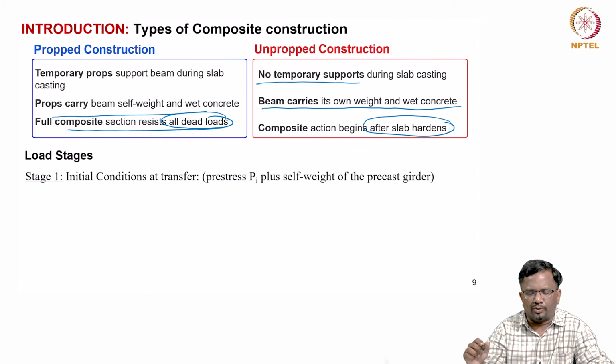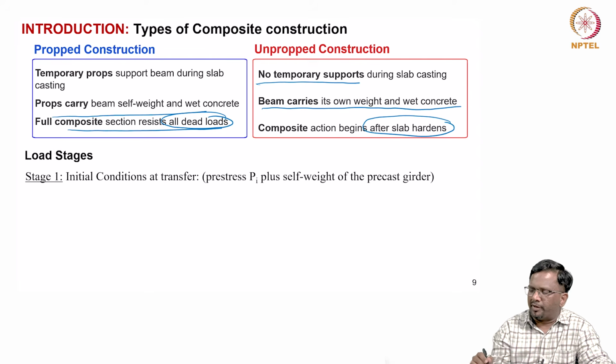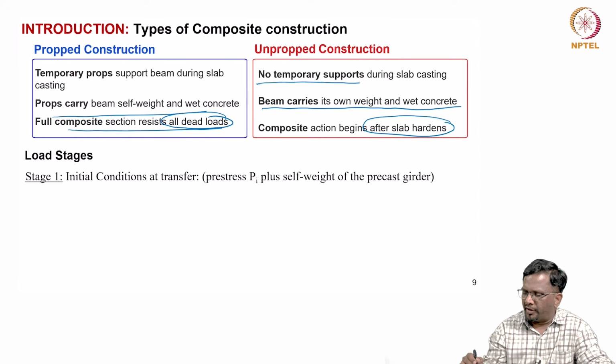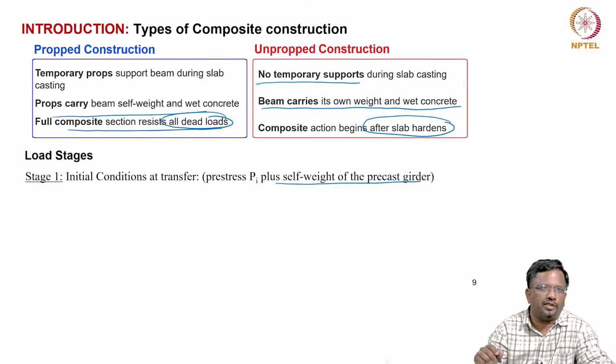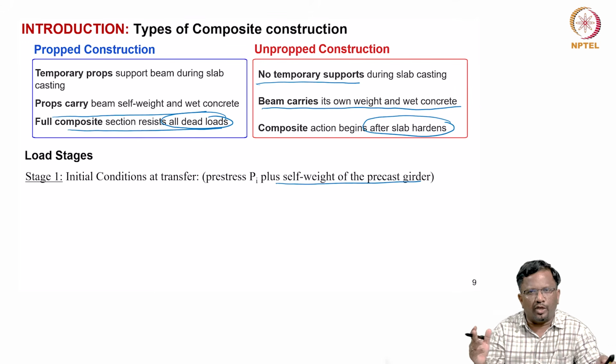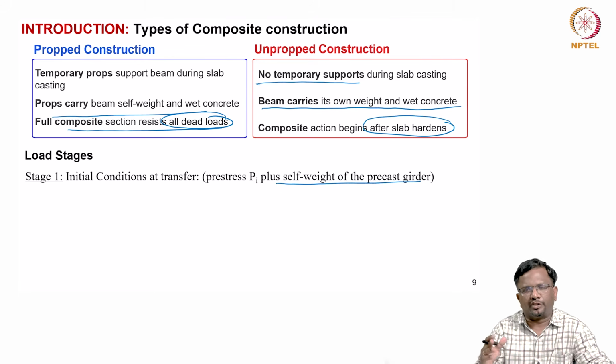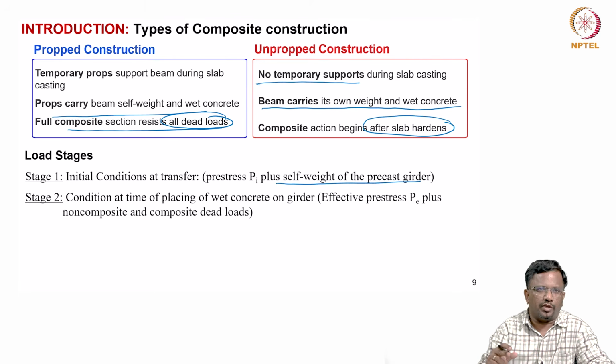So, what are the different load stages? Stage 1 is the initial condition at transfer, where the pre-stress P_i is there, and the self-weight of the precast girder will be acting. While you transfer the pre-stress to the girder, you will have the initial pre-stress, and only the self-weight of the girder will be acting.